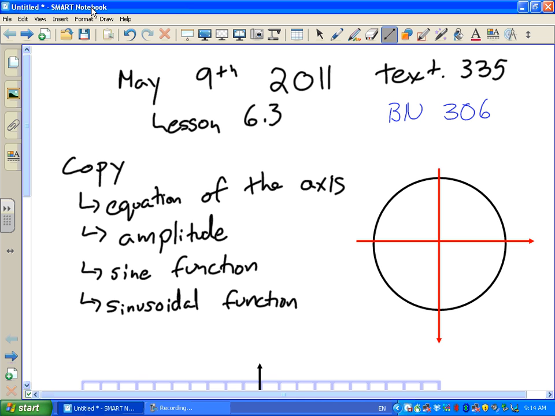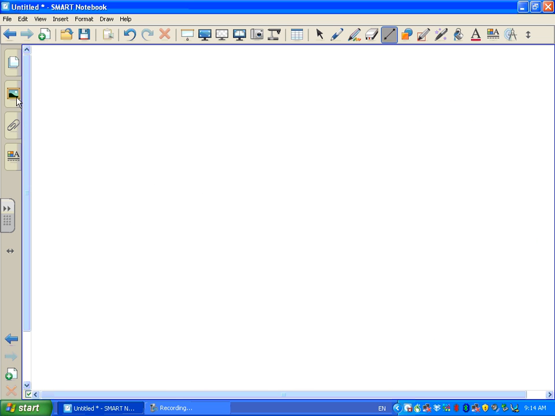On Friday, we did 6.1 and 6.2 together. You were to learn a couple definitions: what a peak and a trough were, what a period was. Were there any other ones? A cycle. You need to know what a cycle was, and you need to know if something was a periodic function. So we can do a little quick recap here.